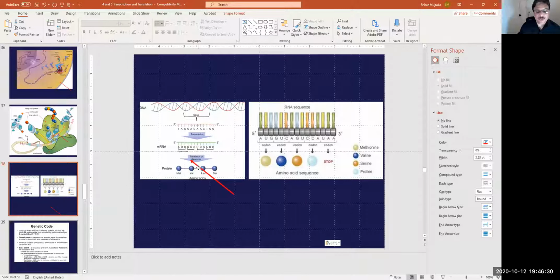They come together to code for one amino acid. So these triplet nucleotides are also called codons, right? So this AUG becomes a triplet codon, and it codes for the amino acid methionine. Then GUC codes for valine, AGU for serine, CCA for proline, and there is a stop codon.